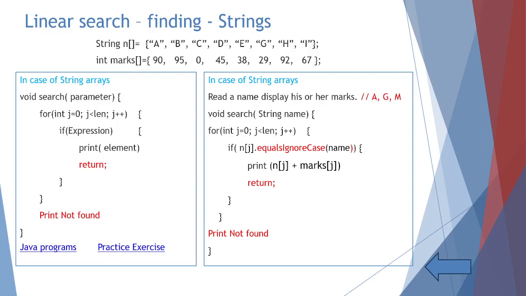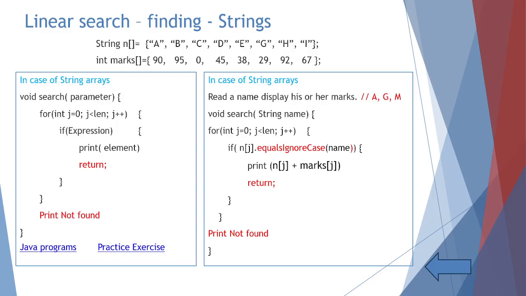Let's suppose the first time the parameter is A. So in void search, string name would be A. Now we are starting a for loop, a linear search. Int j is equal to 0, j less than len, j plus plus. If at all n of j, that is the string array, equals ignore case. In the array we've stored all capital letters. In case the user gives lowercase, that is small a, small g, or small m, something like that.